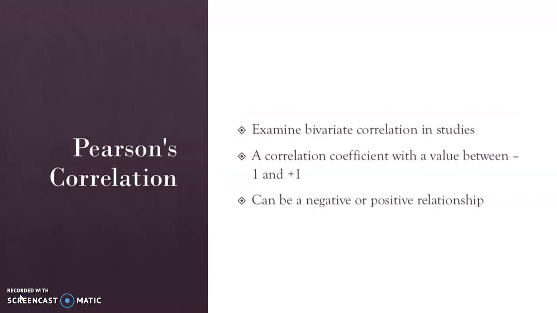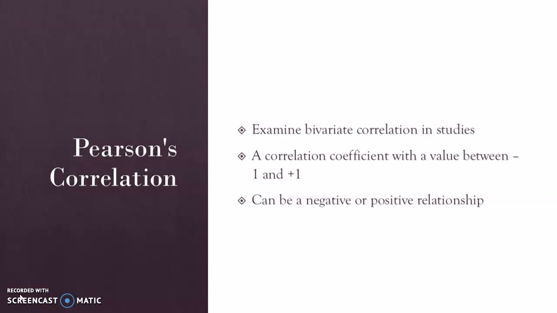Pearson product moment correlation tests for the presence of a relationship between two variables, but it does not determine cause and effect. It is also an inferential analysis technique conducted to examine bivariate correlations in studies. The result of the Pearson correlation analysis is a correlation coefficient with a value between -1 and +1.